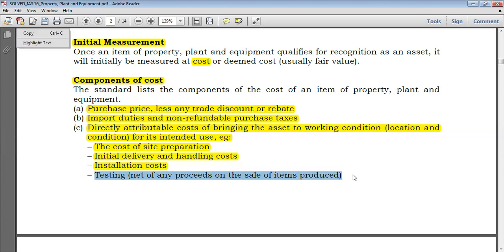But also testing, that's net of any proceeds on the sale of the items produced. Let's say you have just completed installing something. You believe that it is ready for use, but actually you haven't tested it. So you test it. After testing, you will incur some cost, but also you will earn some money, because the goods generated, even if of poor quality, will probably have some sales value. So you less that sales value from your cost. So this is what we call testing.